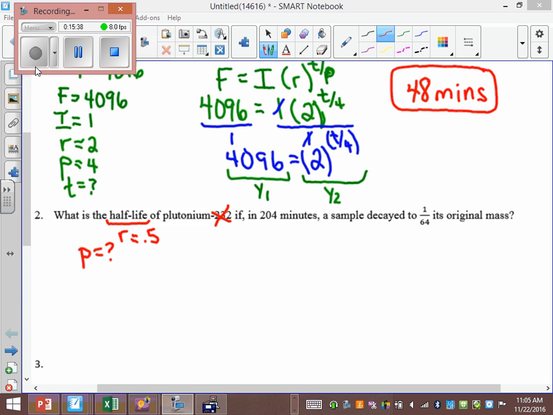What is the half-life of plutonium-232 if in 204 minutes, a lot of people want to put that as P. P is how long it takes to halve. If in 204 minutes a sample decayed to 1/64 of its original mass. So what is 204 minutes? T, because that's the final time, right? If in 204 minutes it decays to 1/64 of the original mass, right? So that's giving us that final time.